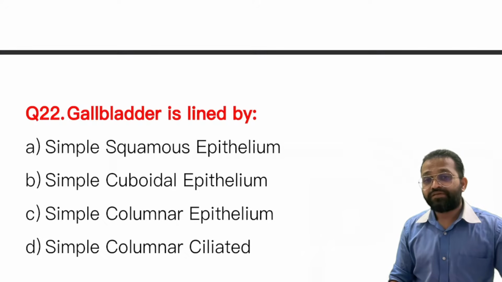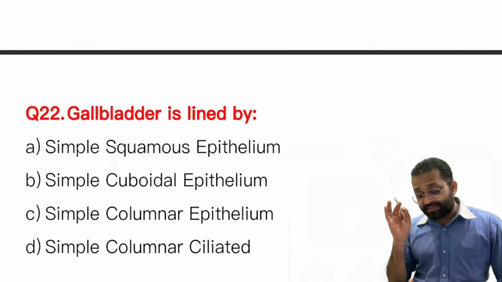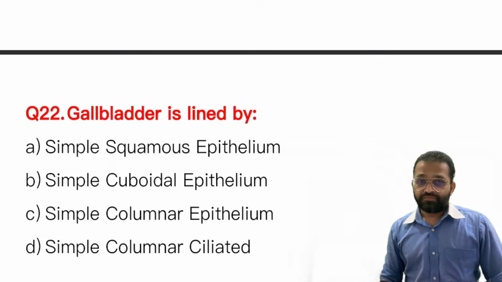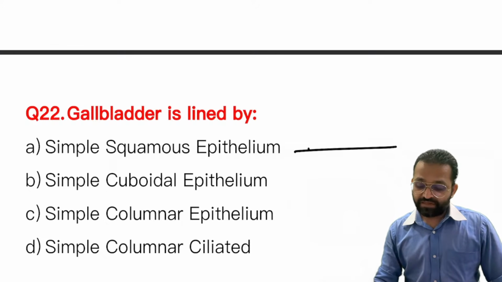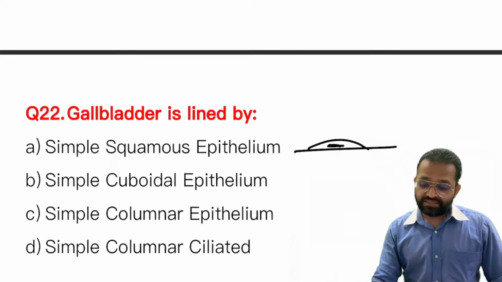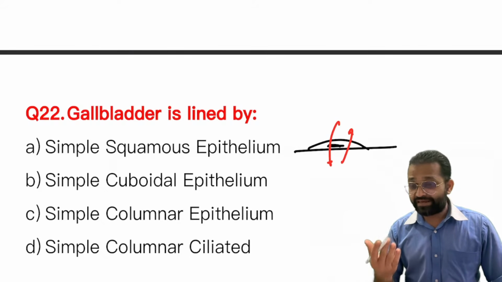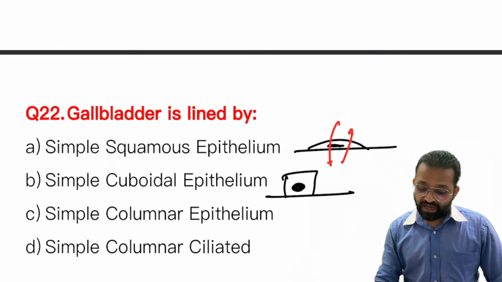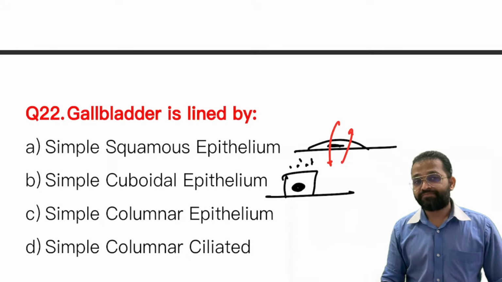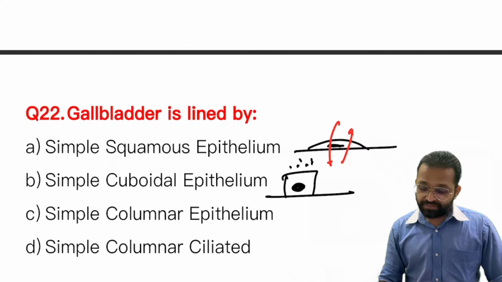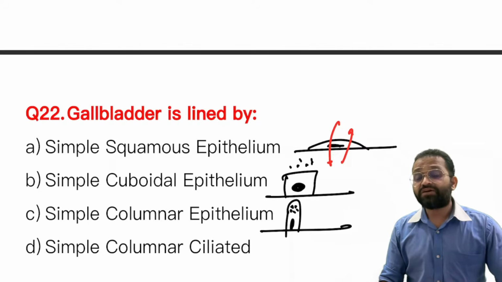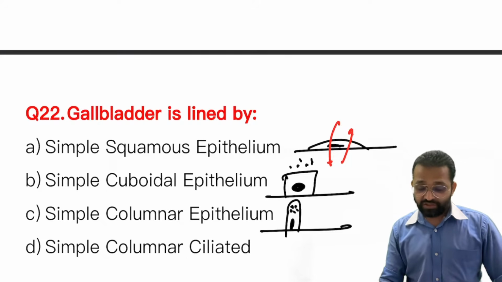Yes, the gallbladder again, it is responsible for synthesis and storage. Simple squamous epithelium, they are just flat. These are responsible for exchange, like air exchange, blood exchange, nutrition exchange. Simple cuboidal, these are cube shaped, so they are synthesizing and secreting. Simple columnar, they are synthesizing and storing. Yes, in the gallbladder the same phenomenon is there. So the answer is C.